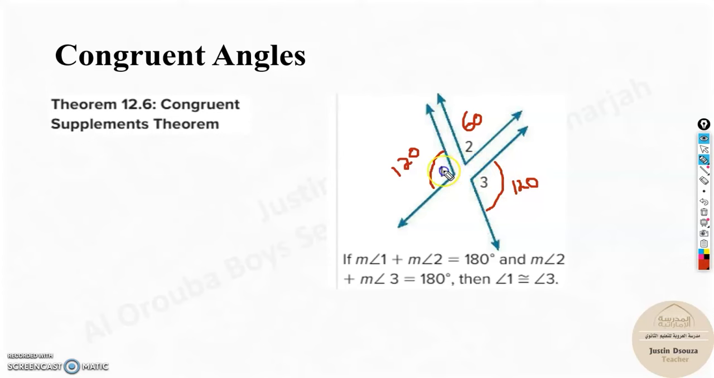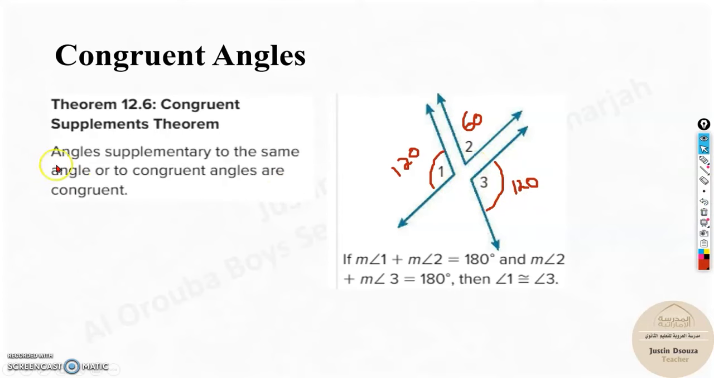So this has to be equal to 1. How do we find 3? It will be 180 minus 60, so both will be the same thing. This is the theorem about angles supplementary to the same angle or to congruent angles: they are congruent. This is what it means.